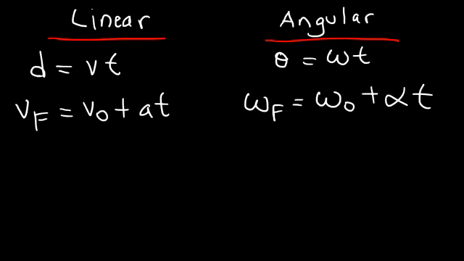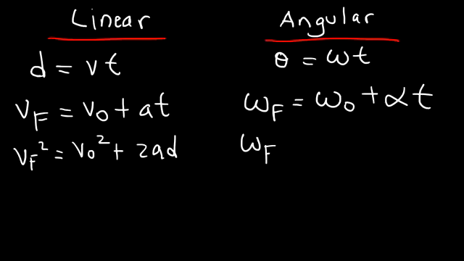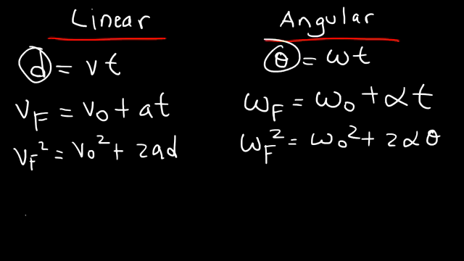Now the next equation that you need to know is this one. V final squared is equal to V initial squared plus 2AD. And the angular version of that equation is omega final squared is equal to omega initial squared plus 2 alpha times theta. So anytime you see a D, replace it with theta. If you see a V, replace it with omega. And if you see an A, replace it with alpha.